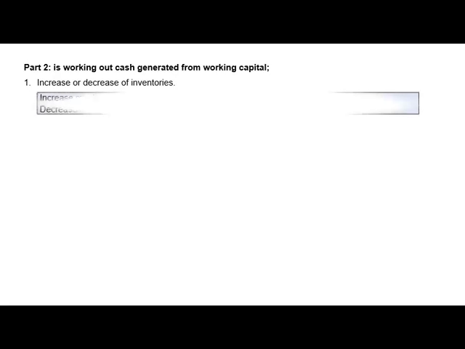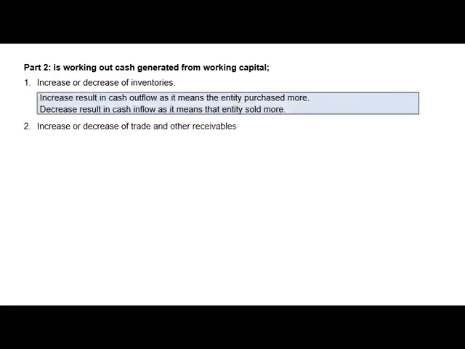When it comes to trade and other receivables, you need to understand what it is. Trade and other receivables is what is owed to us as the business. If we are owed more, it simply means that we gave people stock and we are losing out, because that stock we gave them, not really for free because they'll pay us later, but we're not getting anything back immediately. So you gave people cash.